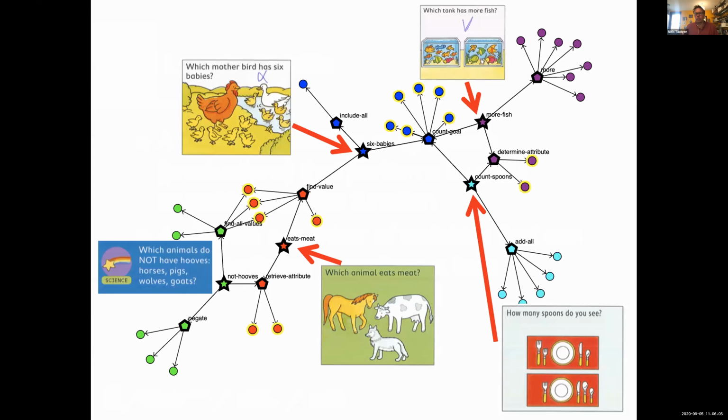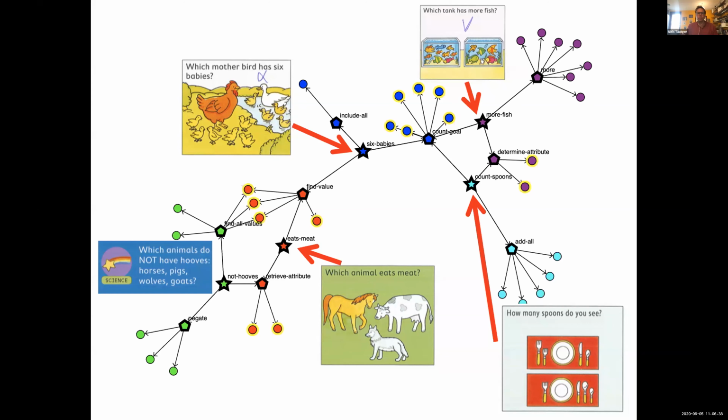But if we as adults look at these little puzzles, like which mother bird has 6 babies, or which animal eats meat, or how many spoons do you see? These are novel tasks for us, but nevertheless they are fairly trivial to solve. So we don't need any actual learning, but it's also not something that we've done before in this situation, unless you've listened to an earlier presentation of mine, or you actually have the game that these puzzles are from.